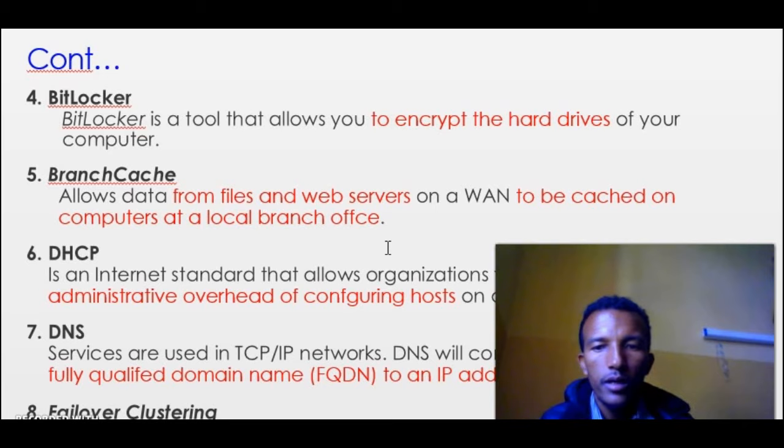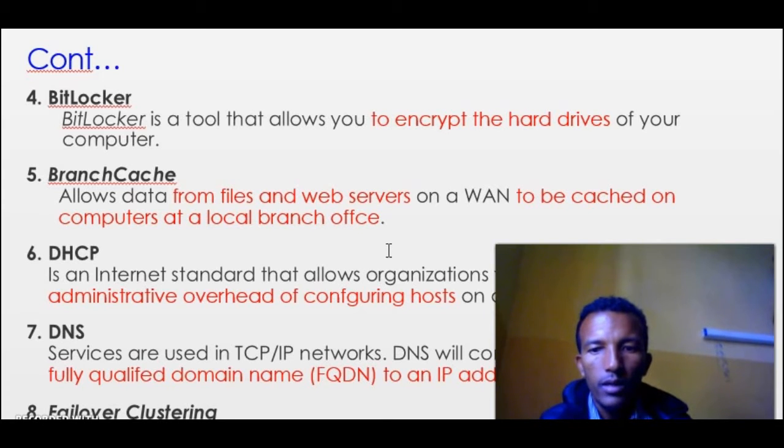The seventh one is DNS, the Domain Name System. It converts a computer name, which is the written form, to a fully qualified domain name or to an IP address. Here we have two types: the forward lookup zones and the reverse lookup zones. If you configure them, the first one converts from name to IP, and the other does the reverse, from IP to domain name.